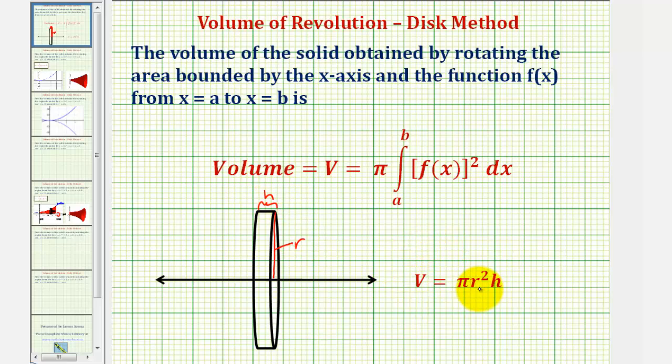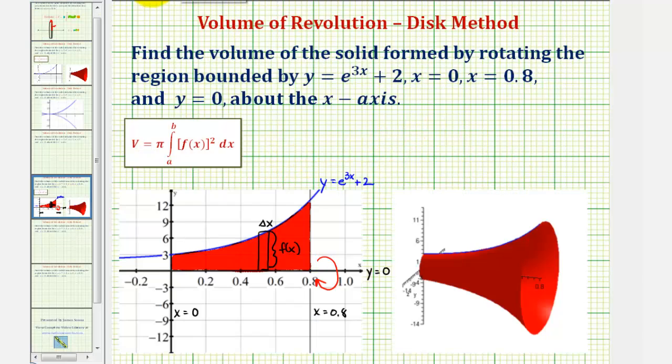And we can see the same formula in our integral. Here's pi. Instead of r squared, we have the function value squared. And then instead of the height, this would be dx or delta x. So what this integral is doing is finding the volume by finding the sum of thin slices of the volume, which are right circular cylinders or disks, and as the number of disks approaches infinity, the volume would be equal to this definite integral. So let's go ahead and set this up.